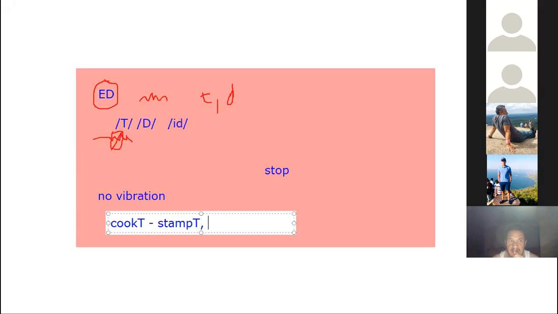Stamped. And one more. The past of calculate. Calculated. Exactly. Why? Because it ends with T, right? Calculated. Exactly. And I couldn't think of an example with D. Stayed. Okay, what about the verb rest? Rested. Rested, very good. Rest. So, like with the extra syllable. Rest. Rested.